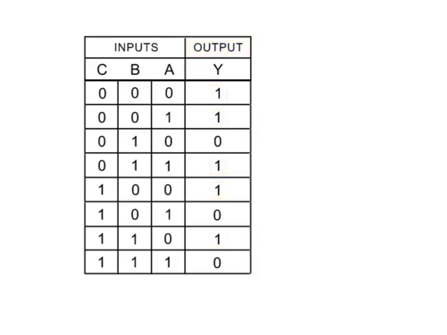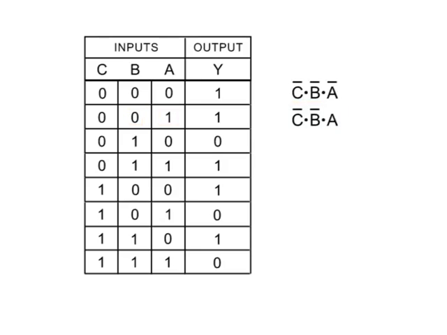Thus, in the first row, where A, B, and C are all zeros, the product term would be not C, not B, and not A, since that term would have a value of 1 if and only if A equals 0, B equals 0, and C equals 0. The next instance of a logical 1 output is row 2. Applying the same method, the product term would be not C, not B, and A.